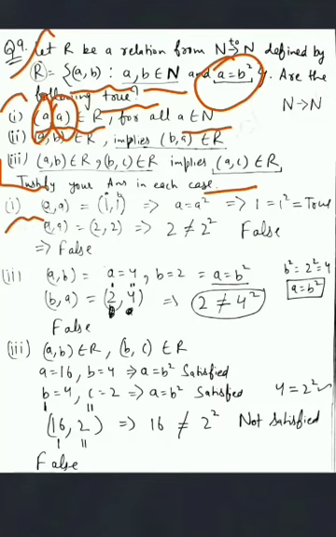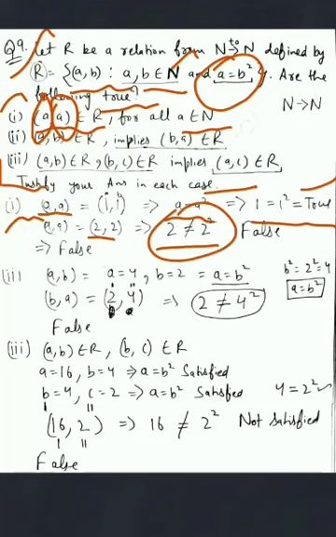Now let's begin the solution. Here we take the first condition, (a, a) belongs to R. If you have an element 1 which belongs to natural numbers, then the condition will be satisfied. The condition is true. Now if we take natural number 2, the condition is not true. See, 2 is not equal to 2 square. Except 1, it will not be satisfied with any natural number. So the answer will be false.